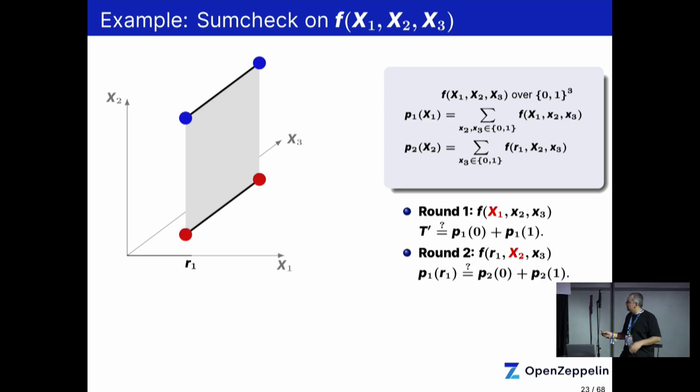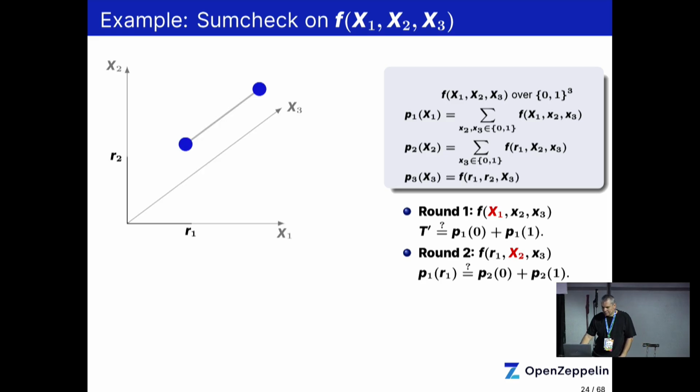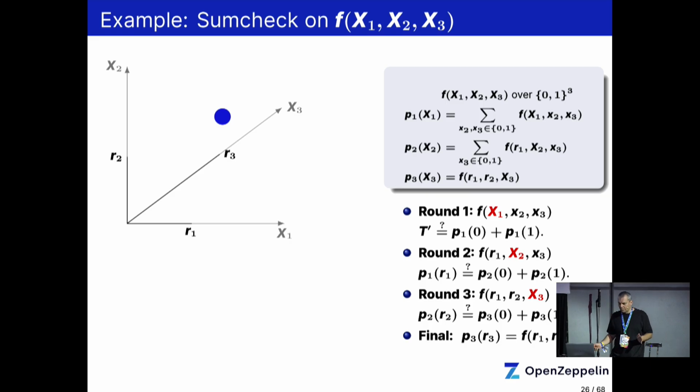We divide by 2, summing the blue dots and the red dots. So that now the check is again against the R1 value. Then we are at the dimension 1 until we reach a single point, and that's where the final check happens.